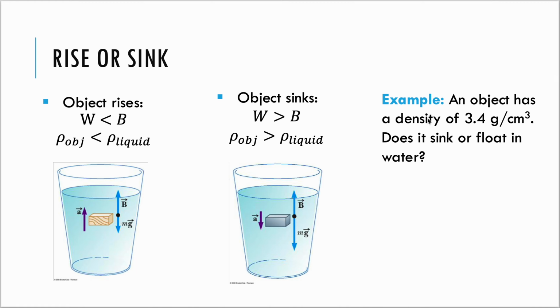We want to compare the density of the object to the density of water. The density of water, if we keep it in grams per centimeter cubed, we said earlier, was 1 gram per centimeter cubed. So we can see that the density of the object is greater than that of water. We have this case over here, which means that the object is going to sink in the water. So when you're comparing densities, make sure that both densities have the same unit.